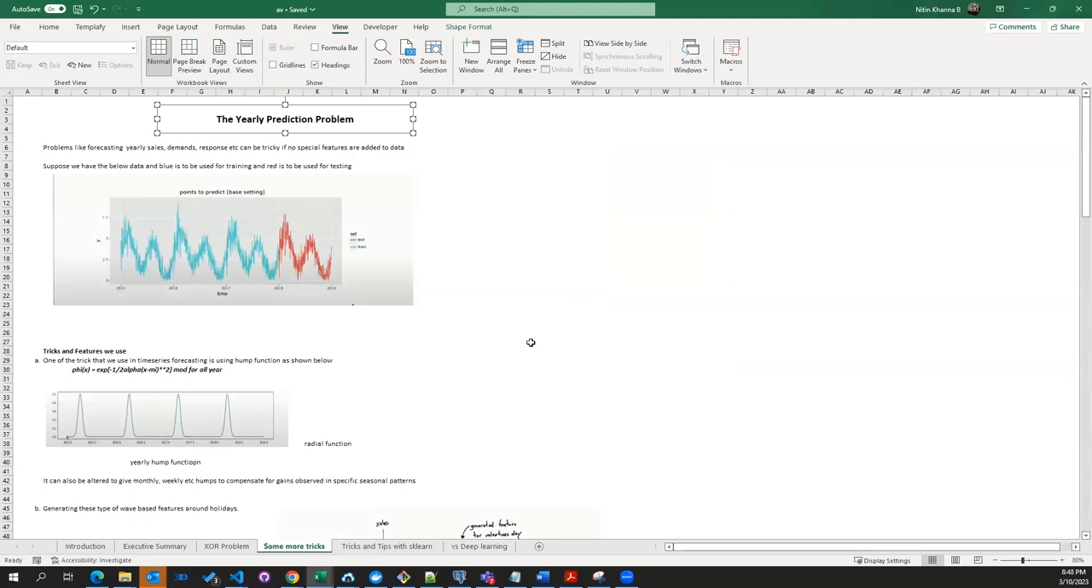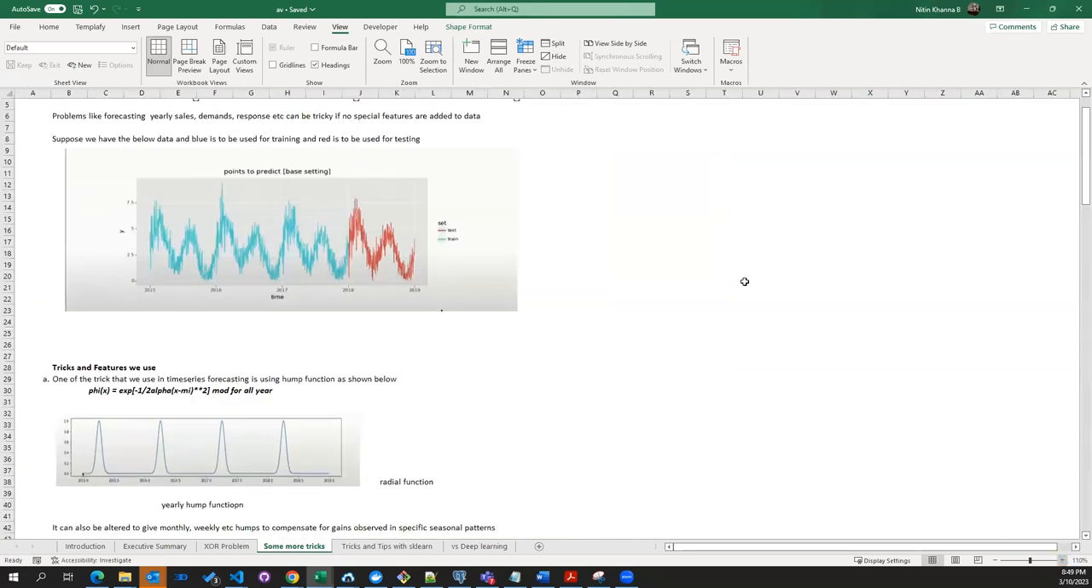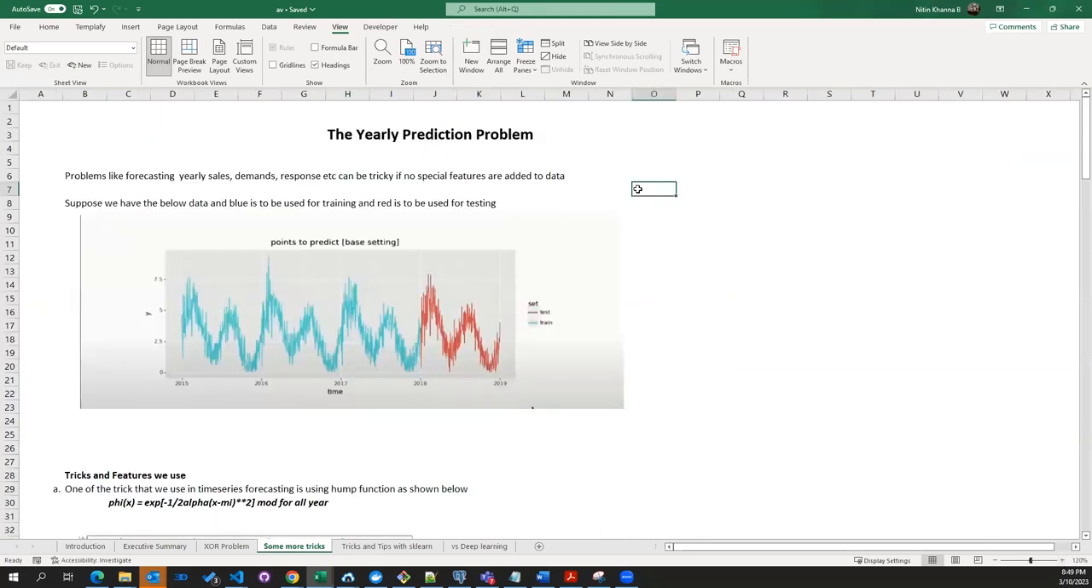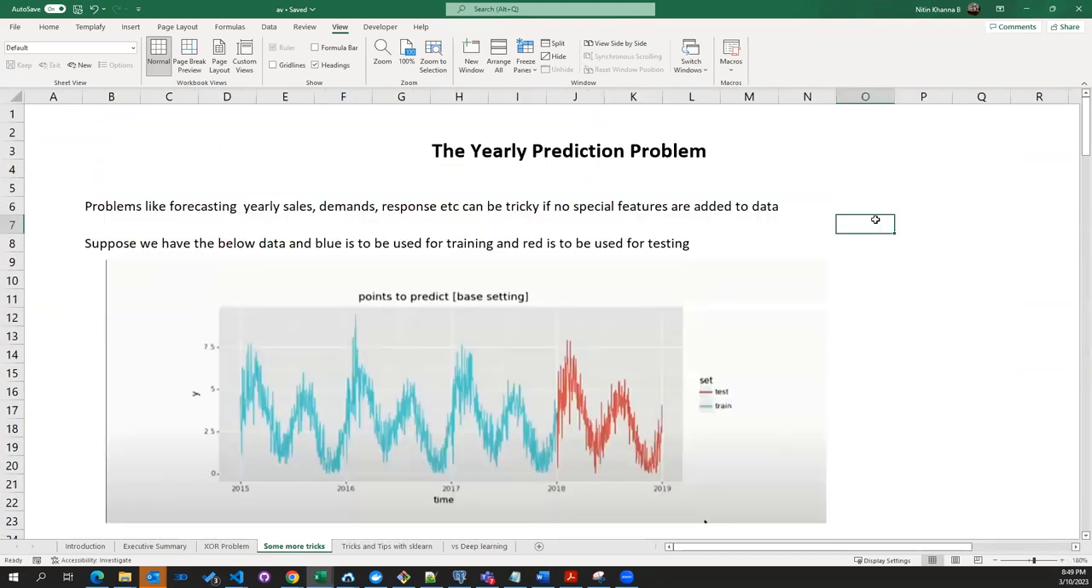This is for some more tricks that we use. In my current company as well as my last company, we used to work a lot with time series models. Most of the problems were about explainability.